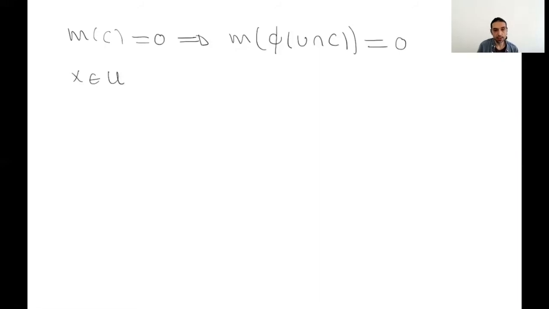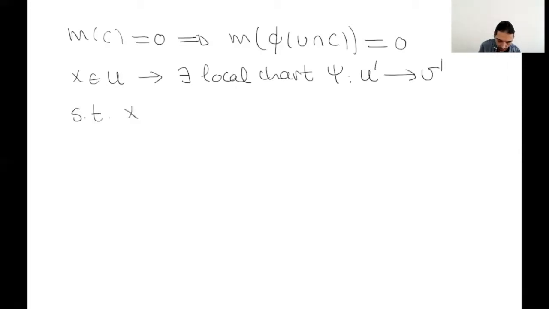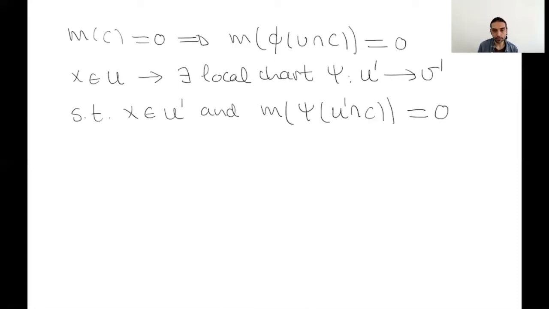What happens is that by the definition, there exists a local chart psi, defined actually in U prime, such that X belongs to U prime and the measure of the image by psi of U prime intersection C is equal to 0, right? Okay, but what we want to see now is the following claim: that the image by phi of U intersection U prime intersection C has actually measure 0.